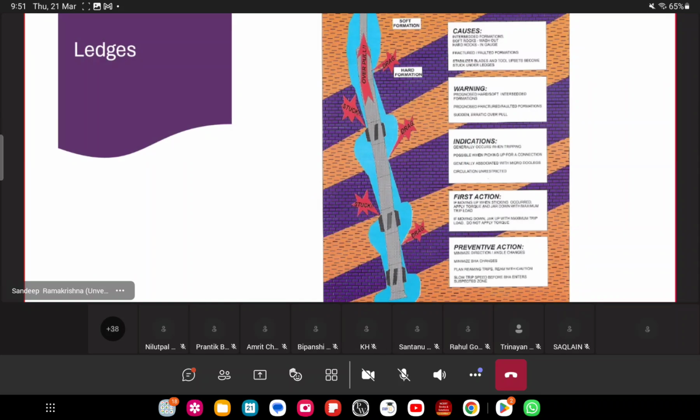Ledges, these are again protrusions from the formation or abnormal washouts in the formation. Again, a lot of the times in a sandwich sort of scenario where you have hard and soft formations, this is where you could see some of these scenarios. Drilling through faults could also be a reason to see some of these ledges sticking out. And what happens when you have this?